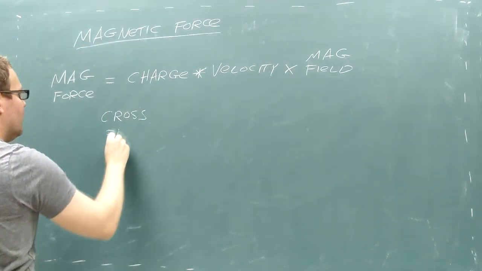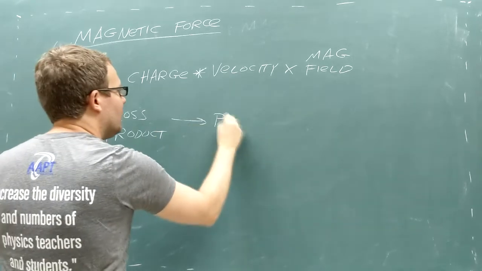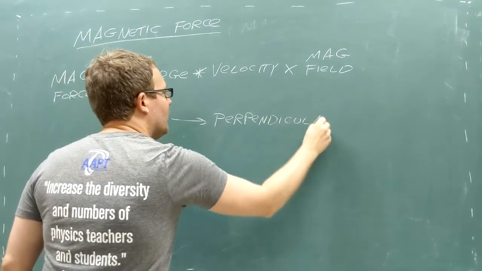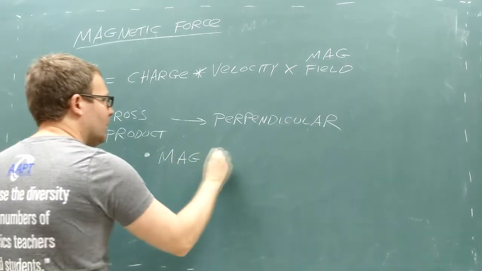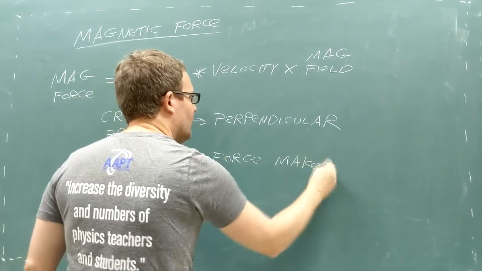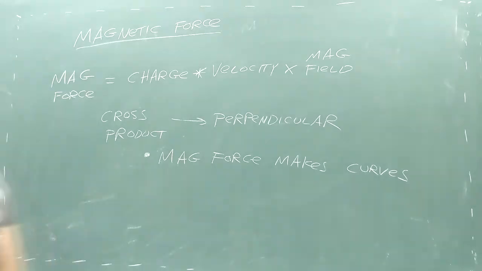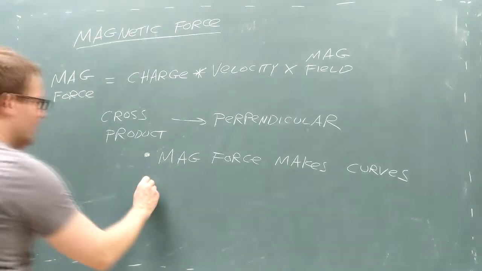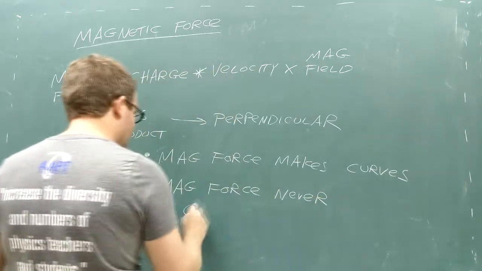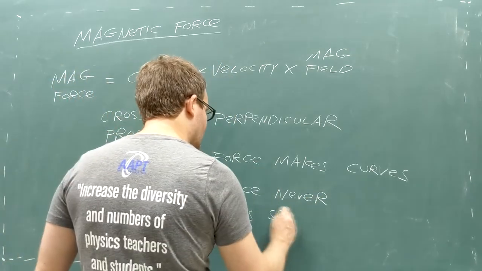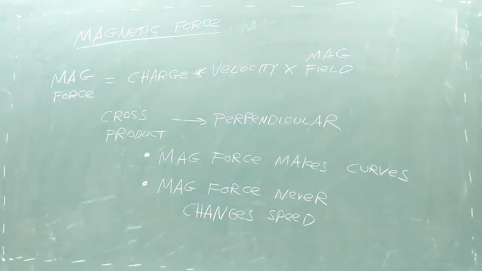The cross product here is a way of multiplying two vectors that always produces a vector perpendicular to the first two. This way of multiplying two vectors has two important implications. First, the magnetic force always makes charged particles curve around in their paths. In other words, magnetic fields tend to produce circular motion. Second, the magnetic force can never increase or decrease the speed of a charged particle.